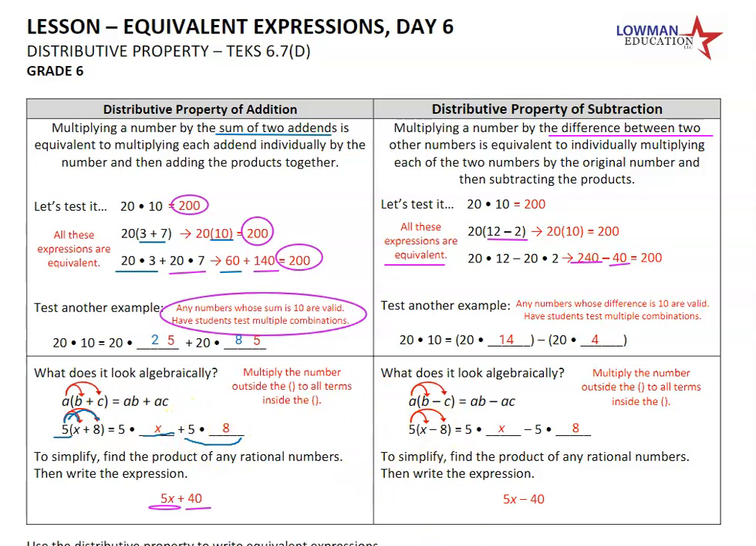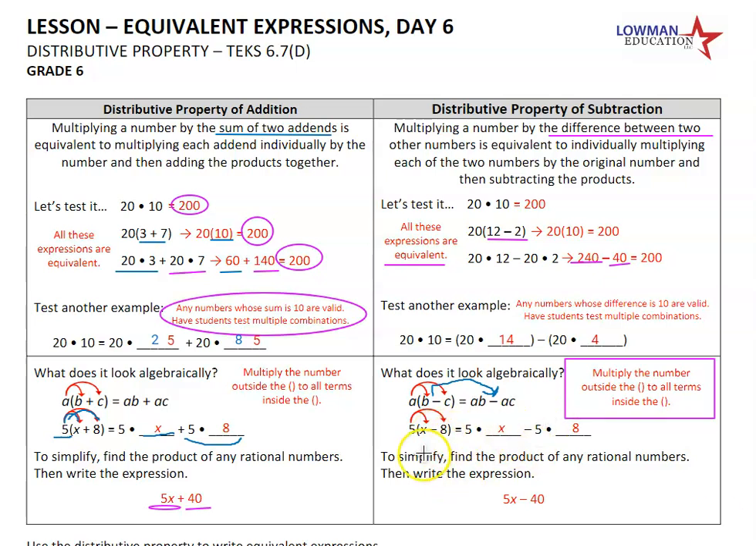Just like we did with addition, you are going to distribute the letter or the number on the outside of the parentheses to everything in the parentheses separately. So A times B, carry your subtraction sign, because we are subtracting for this expression, then distribute the A times C. So A times B subtract AC is equivalent. And I want you to please box this clue right here. You are going to multiply the number outside the parentheses to all terms in the parentheses.